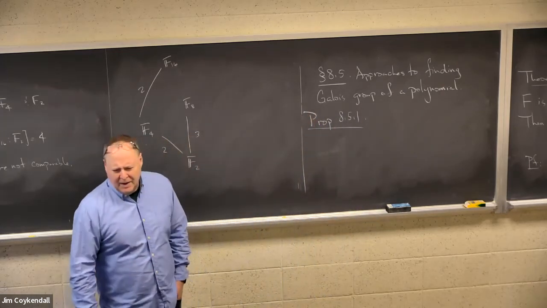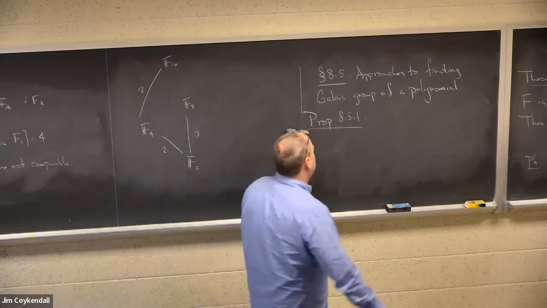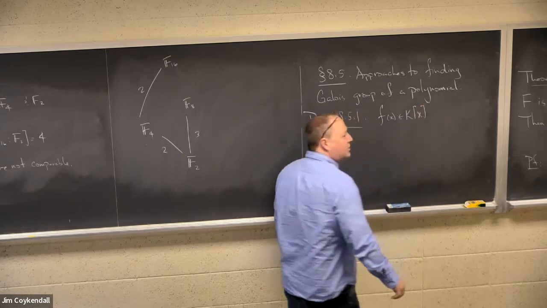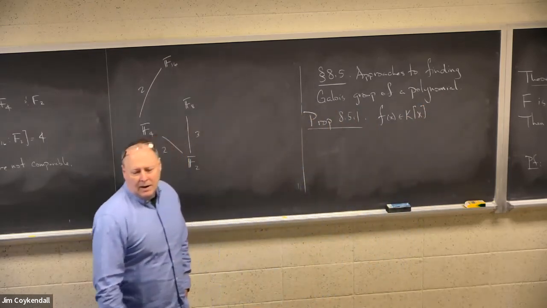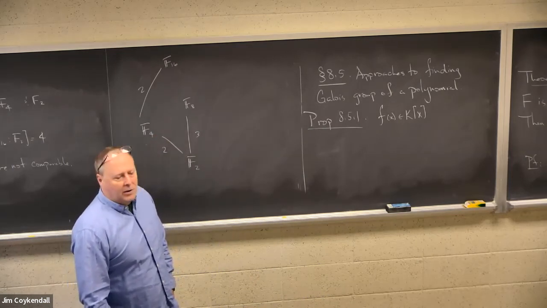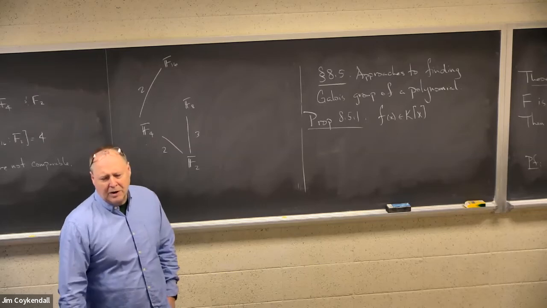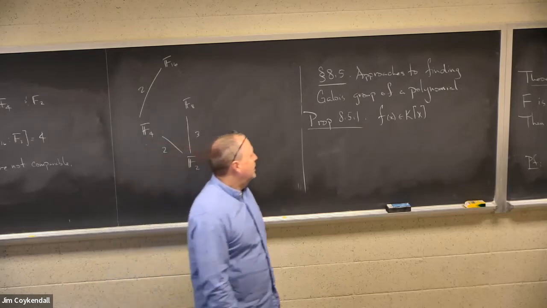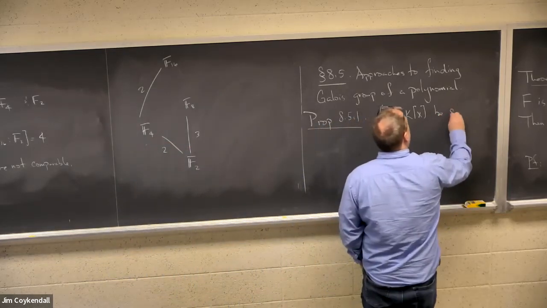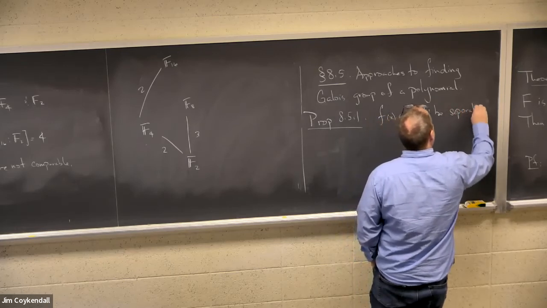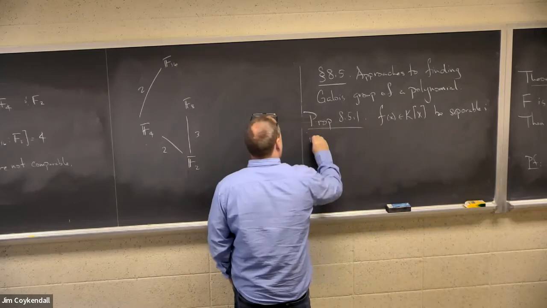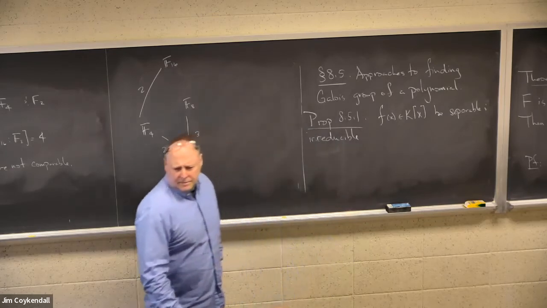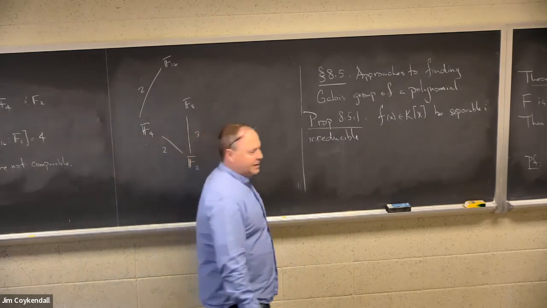Proposition 8.5.1. I'm also going to do most of this, not all of it, without proof. The proofs for most of this are not too difficult, but some of them are kind of computationally messy, and I'm going to at least probably talk you through it a little bit. Let f of x be separable and irreducible of degree n.